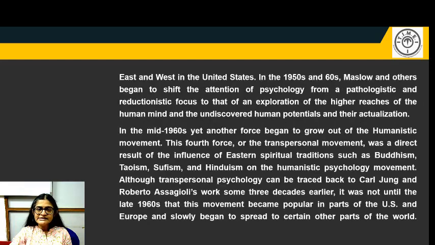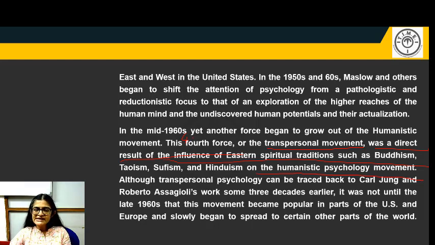In the mid-1960s, yet another force began to grow out of the humanistic movement. This fourth force, or the transpersonal movement, was a direct result of the influence of Eastern spiritual traditions such as Buddhism, Taoism, Sufism and Hinduism. Okay, the fourth, transpersonal movement, was a result of the influence of Eastern spiritual traditions on the humanistic psychology movement. So the effect of these on the humanistic movement is what led to the transpersonal movement.